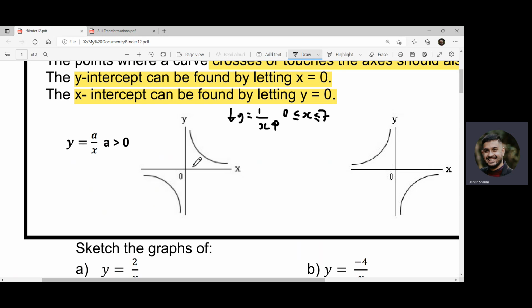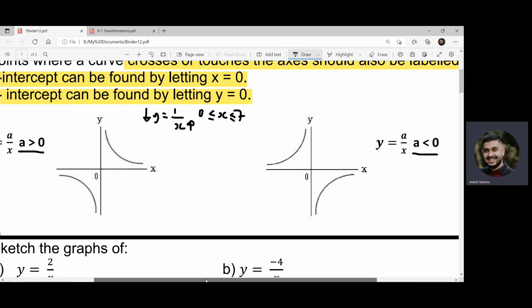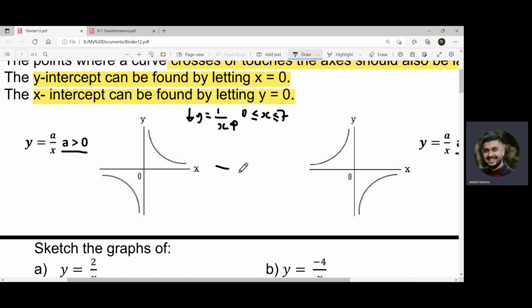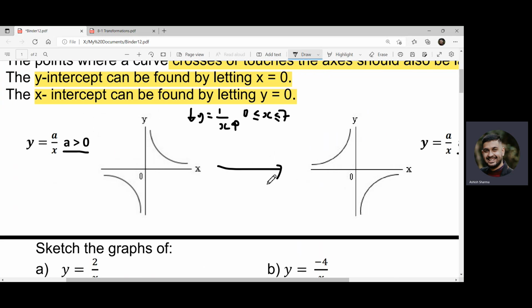Okay, right. So a over x, if a is positive, greater than 0, it will have this shape. If a is negative, then it will have this shape. Okay, and that sort of highlights a reflection from here to there. So if you look at these graphs, if I asked you to find out a transformation between them, you'd say to me it'll be a reflection in the x-axis, which you'll look at in a transformations video down the line.